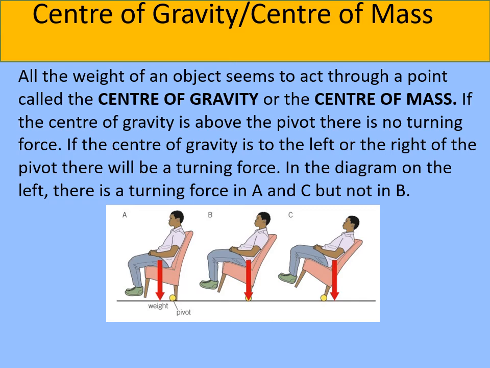If you look at picture A, the weight, which is here the center of mass or center of gravity of that particular person, is to the left of the pivot. That will make the four legs of the chair come to the ground. If you look at picture C, we can see that the center of mass of the person is to the right hand side of the pivot, which are the back legs of the chair, and that means that person will have a turning effect and will fall back.